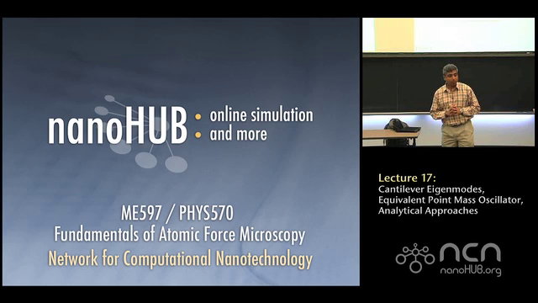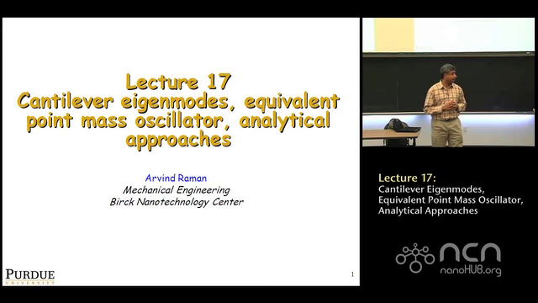nanohub.org. What we're going to move towards today is, number one, we're going to first look at what difference in everything we understand so far happens when you take into account the fact that the cantilever is oscillating in an eigenmode. The shape in which it oscillates is not going to be the simple bent-tip shape, but it could be a wigglier shape depending on what eigenmode you choose. What difference does it make to the point mass oscillator model?